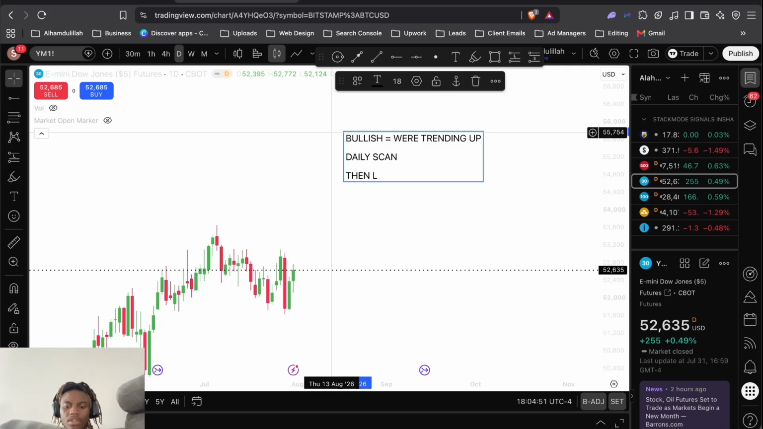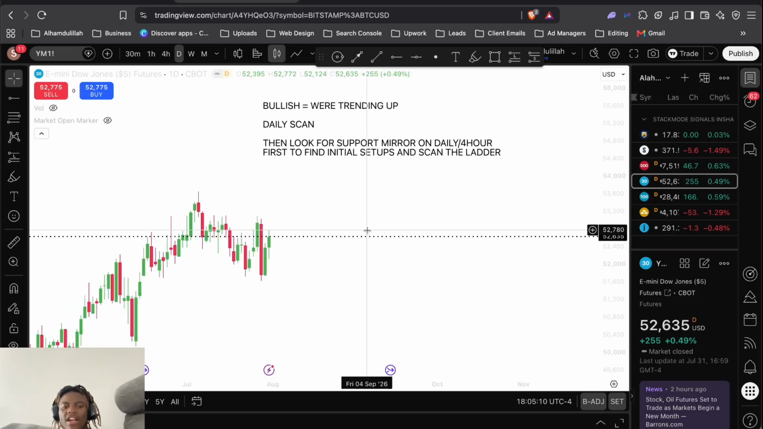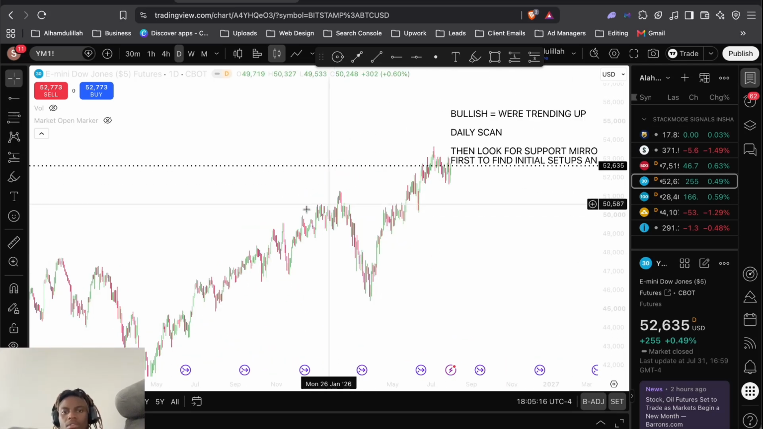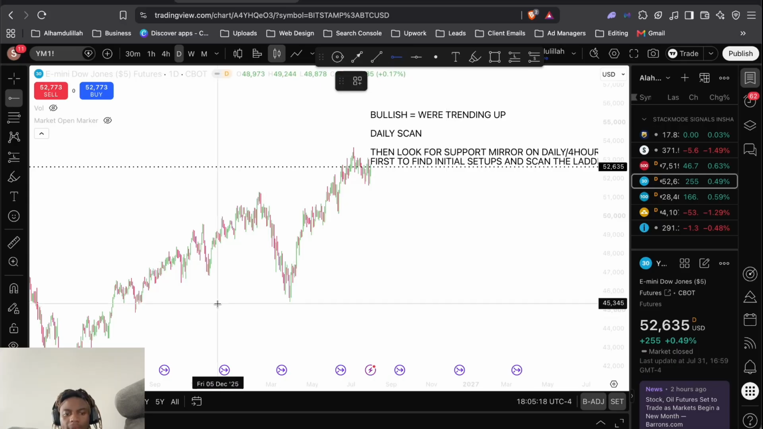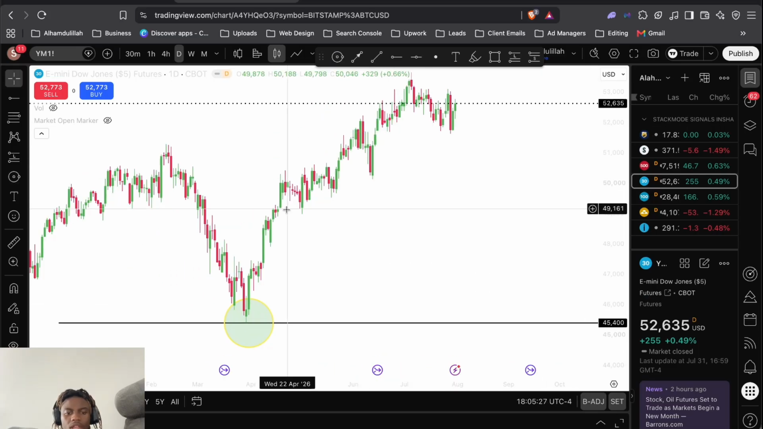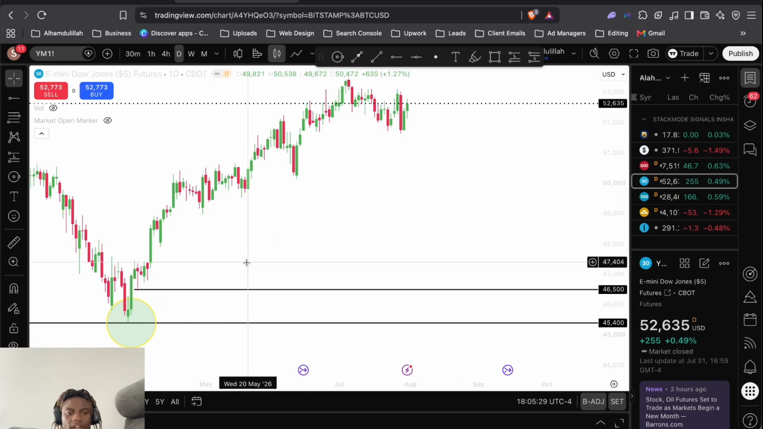So daily scan. Then look for support mirror on daily and 4 hour first to find initial setups, and scan the ladder. What I mean by scan the ladder is pretty much do what we did last time: put in areas of higher lows and higher highs. Let's say we start off with this area of support here. From there, price went up and created another area of support here.